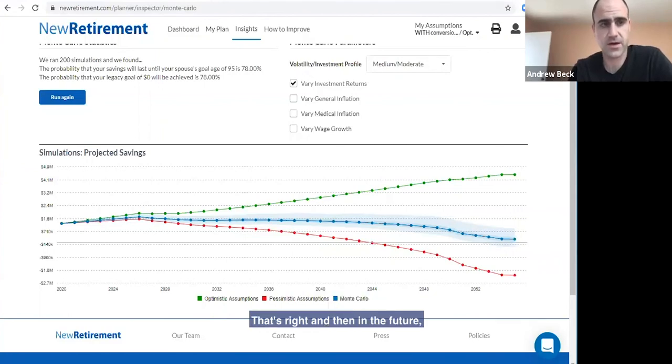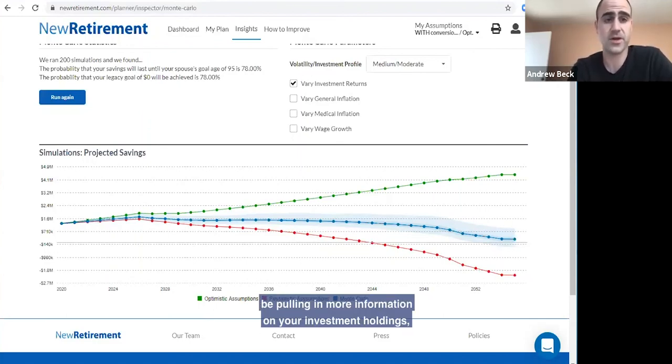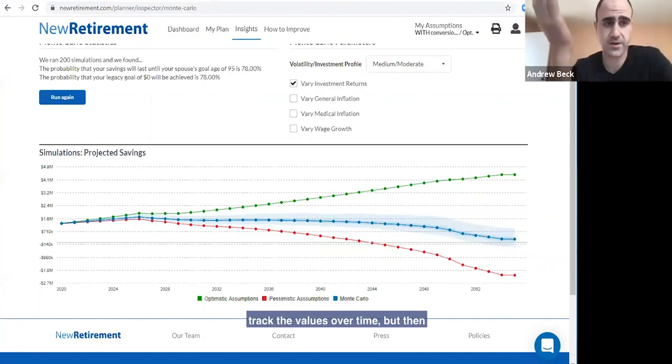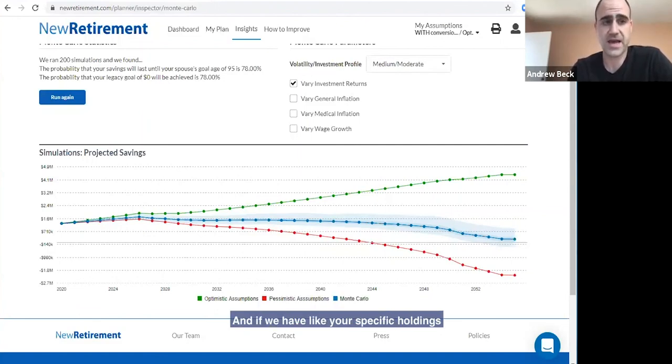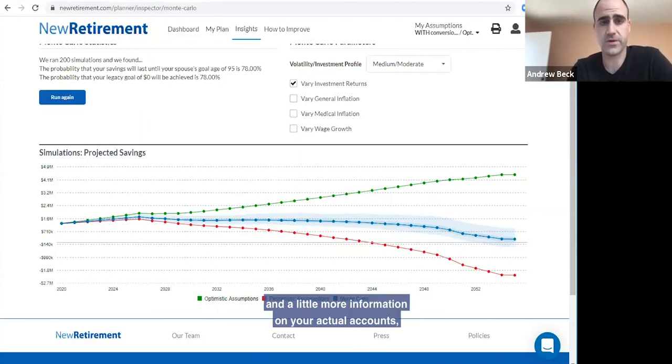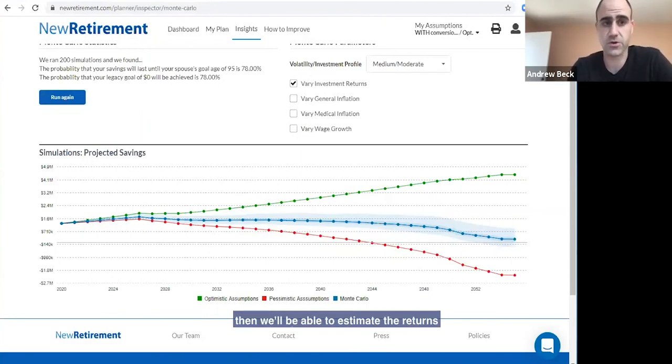That's right. And then in the future, especially if we get user feedback indicating, we will almost certainly be pulling in more information on your investment holdings, specific holdings. We can track the values over time, but then you can analyze fees on different funds you have and give different suggestions on asset allocation and that sort of stuff. And if we have your specific holdings and a little more information on your actual accounts, then we'll be able to estimate the returns and then vary the simulations, which will get stronger as a result.